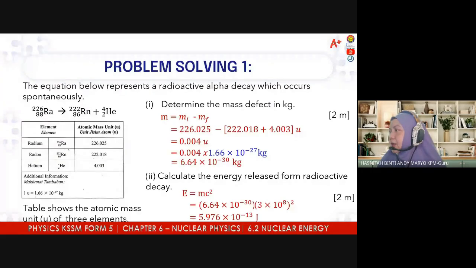Question number 3. How to answer that? On page 132, the diagram shows nuclear fission. The question is, explain how nuclear energy is produced from the nuclear reaction in the diagram above. How, students? You can relate to the mass defect for this question.